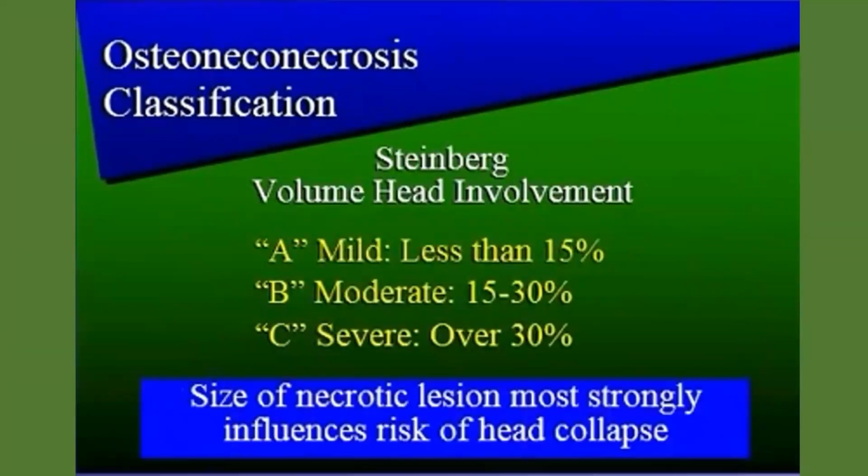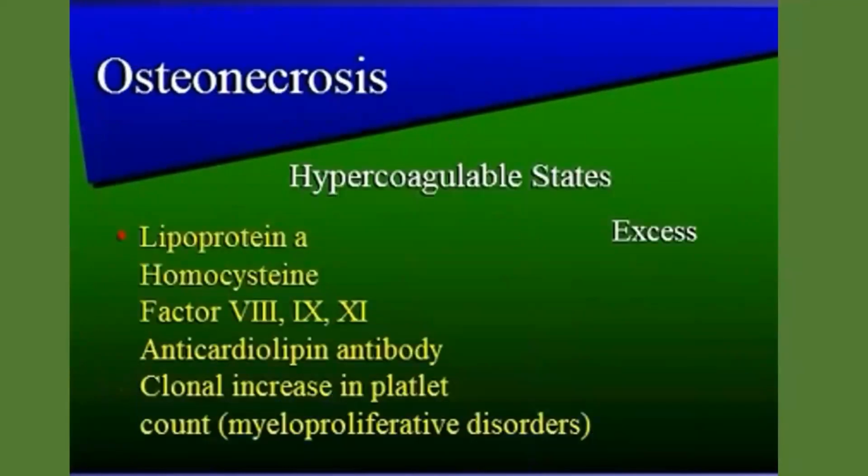Okay. Also, the volume is important in Steinberg. A is mild, less than 15% involvement of the head, B is 15 to 30, and C is severe, over 30%. The size of the necrotic lesion most strongly influences the risk of head collapse.